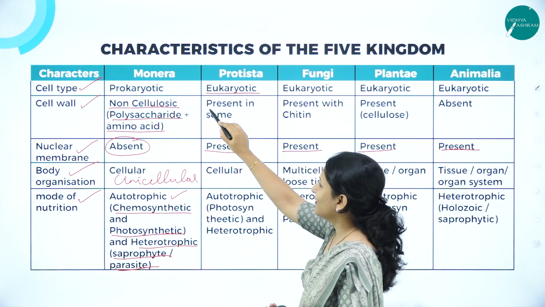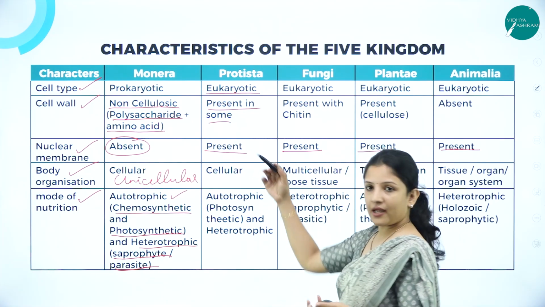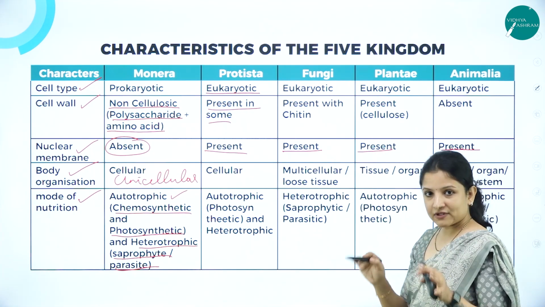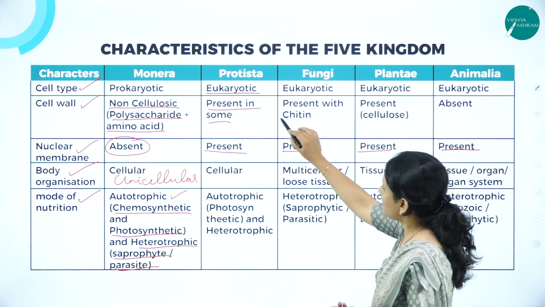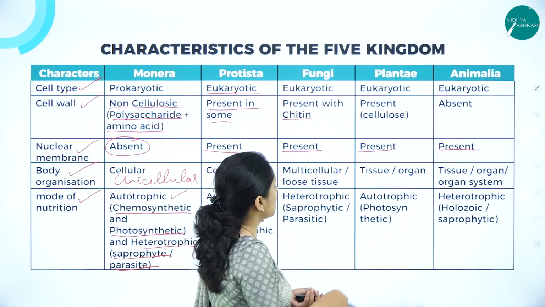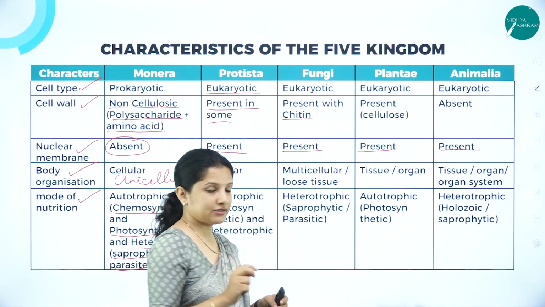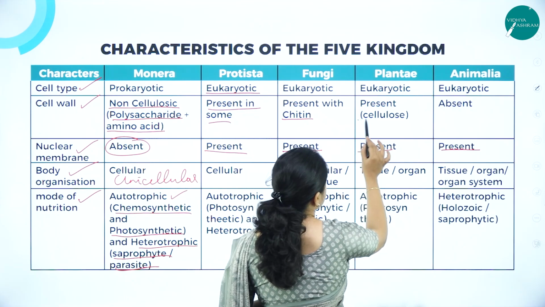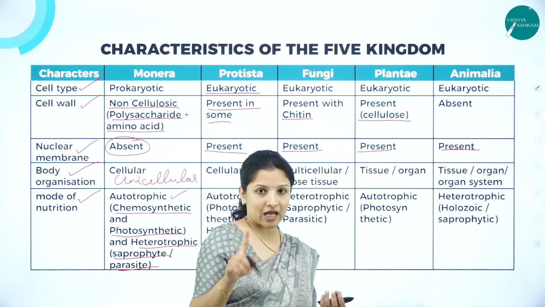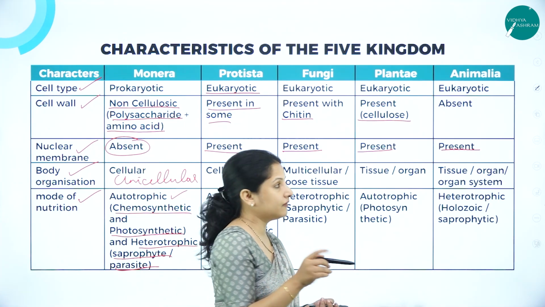So cell wall, they are present in some. Some may have a cell wall, some may not have a cell wall. In fungi, they have a cell wall, but it is made up of chitin, a chemical compound called chitin. In plants, cell wall is present and it is made up of cellulose. But in animals, if you see here, animals have a plasma membrane, but they do not have a cell wall.